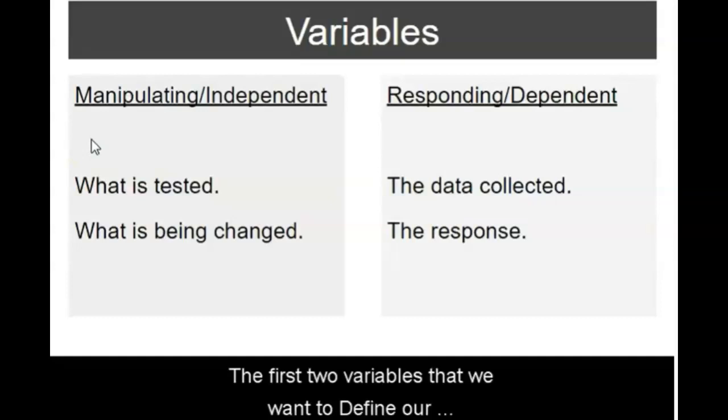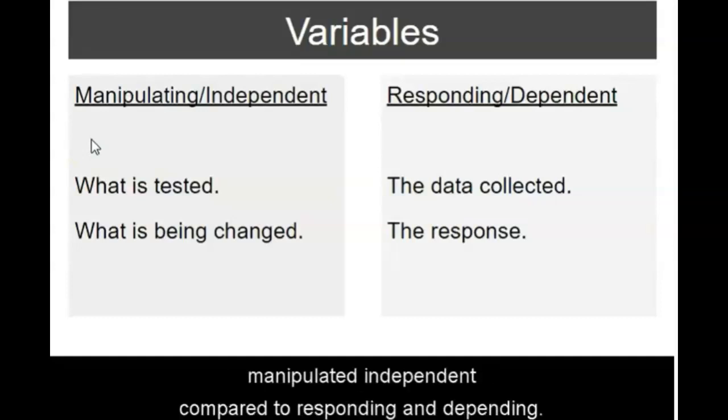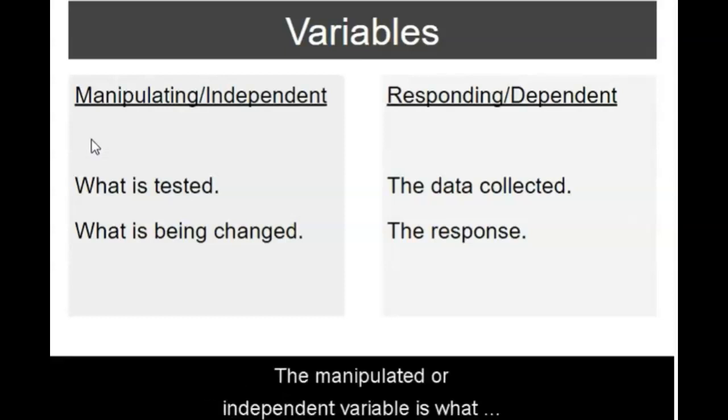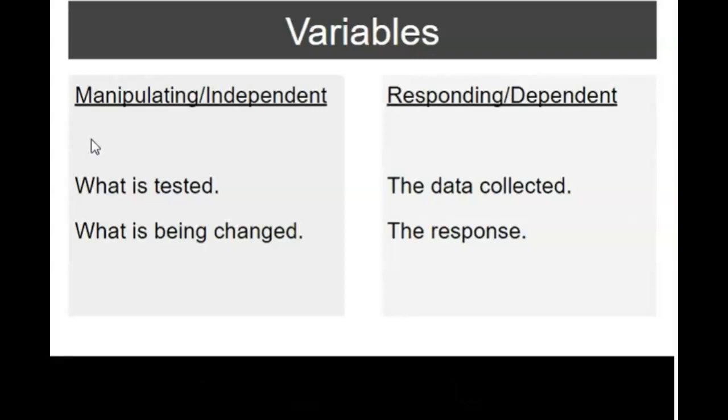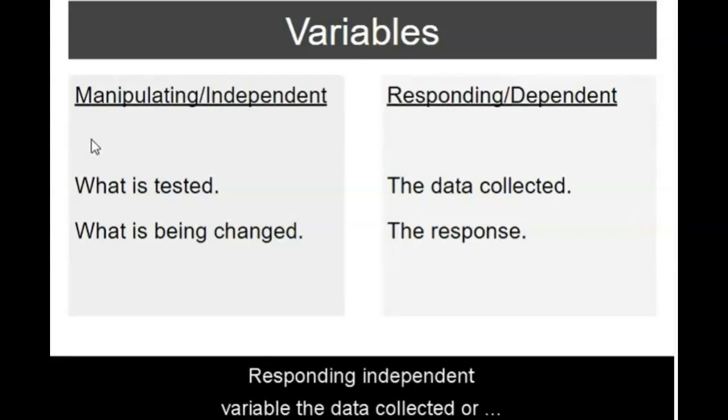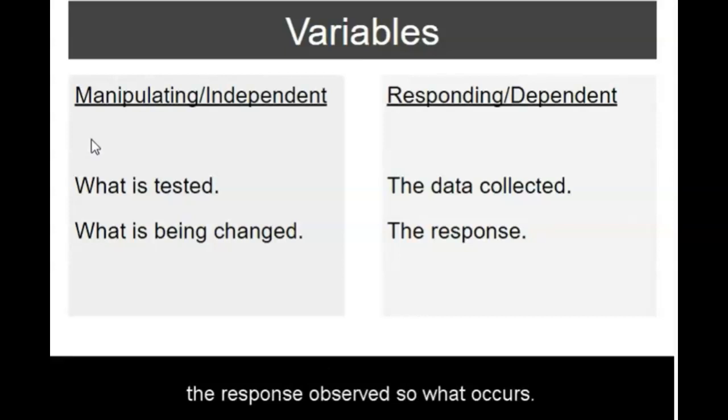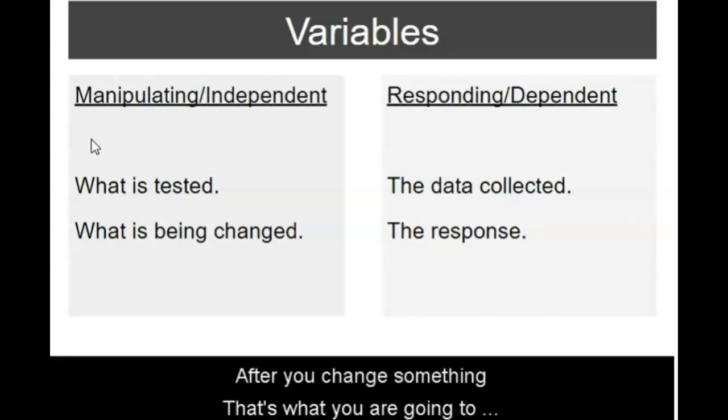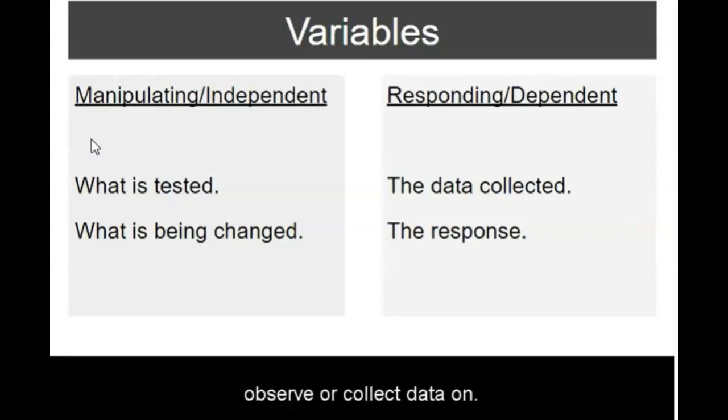The first two variables that we want to define are manipulating and independent compared to responding and dependent. So manipulating or independent variables is what is tested and what is being changed. That is the action that the scientist does, what they manipulate. The responding and dependent variable is the data collected or the response observed. So what occurs after you change something, all right? So that's what you are going to observe or collect data on.